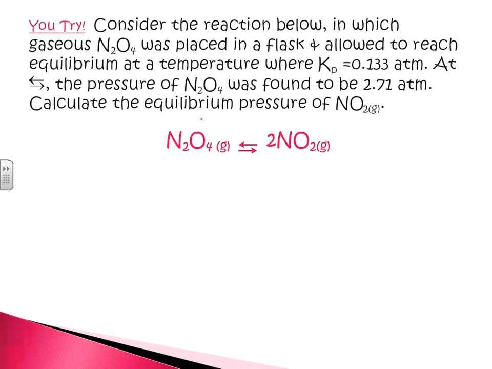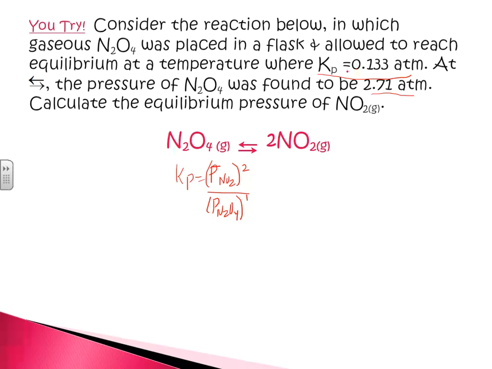Consider the reaction below in which you have N2O4 placed in a flask and allowed to reach equilibrium at a temperature where Kp is 0.1333 atmospheres. At equilibrium, the pressure of N2O4 was found to be 2.71 atmospheres. Calculate the equilibrium pressure of NO2. Remember, your law of mass action will be Kp is equal to partial pressure of NO2 squared divided by partial pressure of N2O4 to the first power.